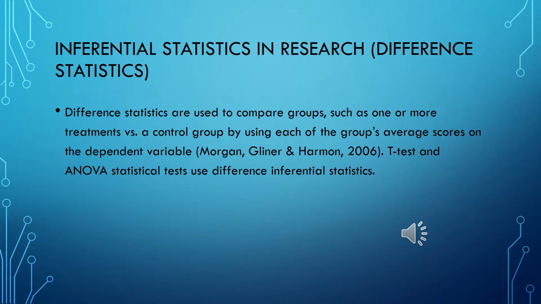Inferential statistics in research. Difference statistics. Difference statistics are used to compare groups, such as one or more treatments versus a control group, by using each of the group's average scores on the dependent variable. T-tests and ANOVA statistical tests use different inferential statistics.